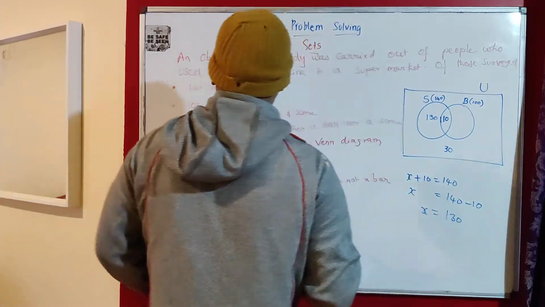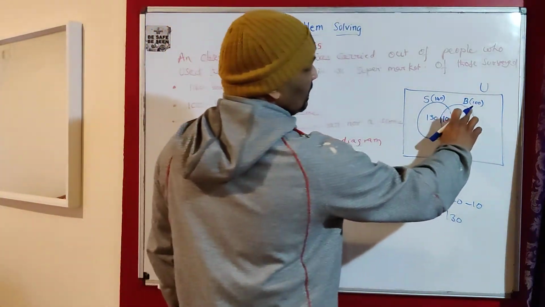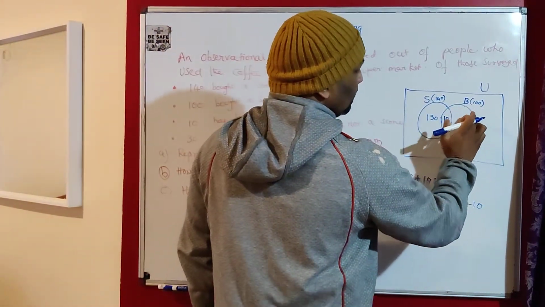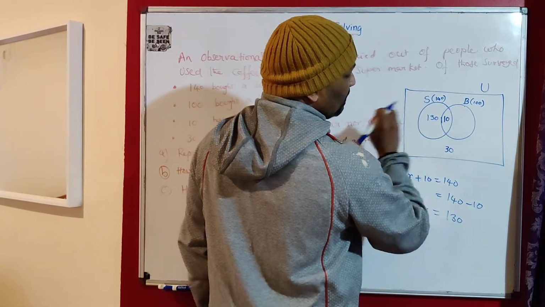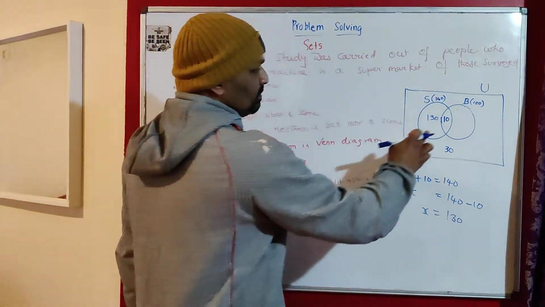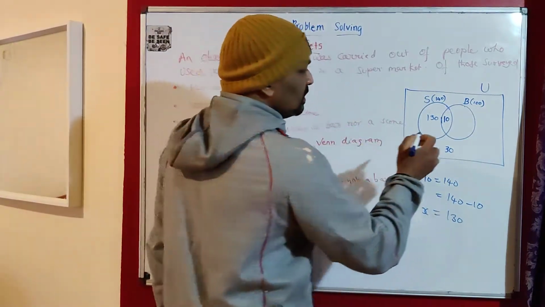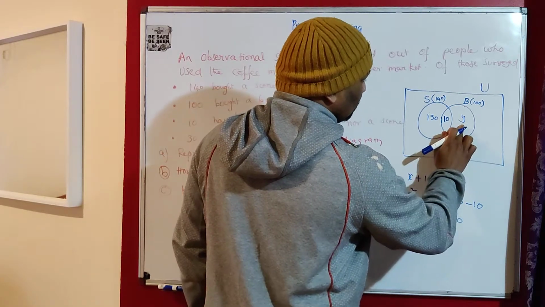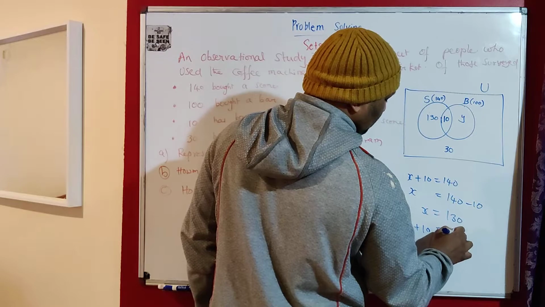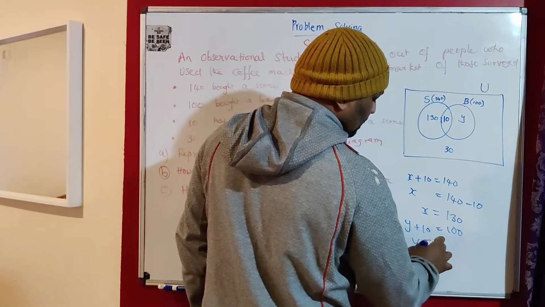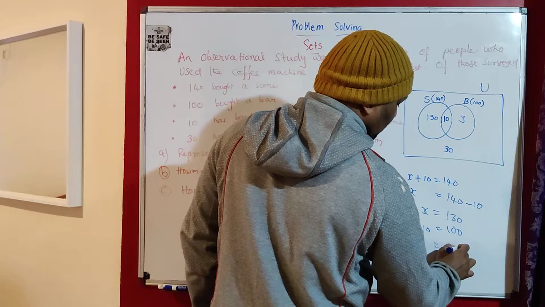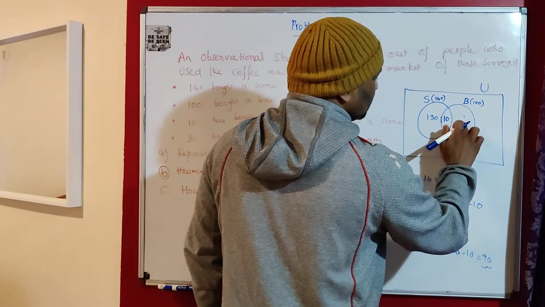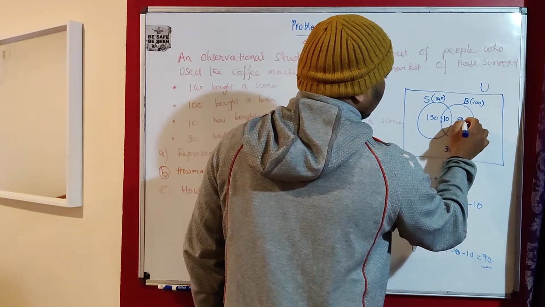Similarly, let's go to the other statement. 100 bought a bar, so for B, I put 100. But that 100 should be equated to the number of people here and the number of people here. Assume the number of people here is y. So y plus 10, this one plus this one, is equal to 100. What is y? If the plus 10 goes to the other side, it is 100 minus 10, that will be 90. y is equal to 90. So in place of y, you can put 90.